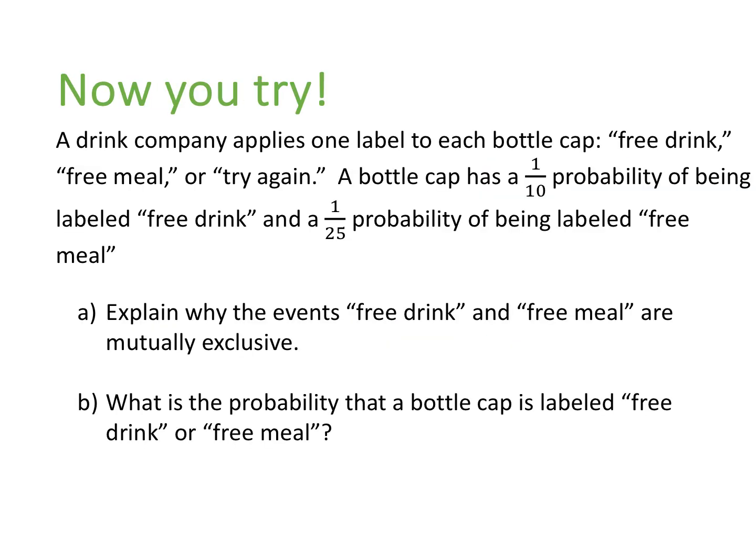See if you can try this one. A drink company applies one label to each bottle cap: free drink, free meal, or try again. A bottle cap has a 1 in 10 probability of being labeled free drink and a 1/25 probability of being labeled free meal. First, I want you to explain why free drink and free meal are mutually exclusive. Then the second part is I want you to find the probability of that happening. I know there's a part C on your note sheet, so for part C I also want you to find the probability of getting the try again label, which is not listed in the problem.